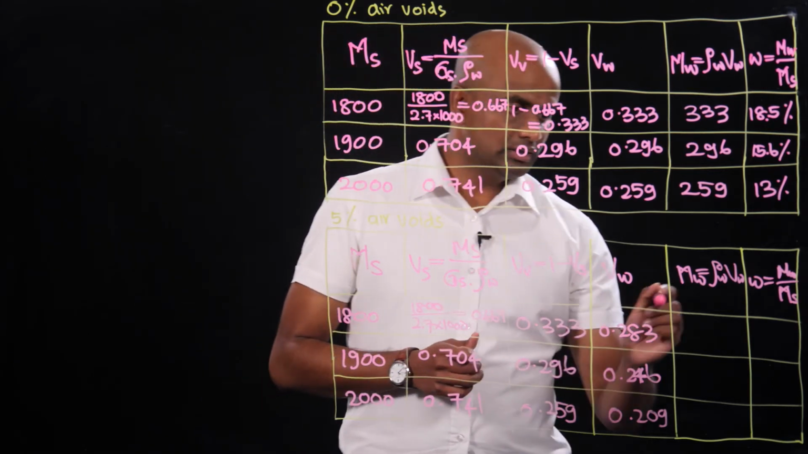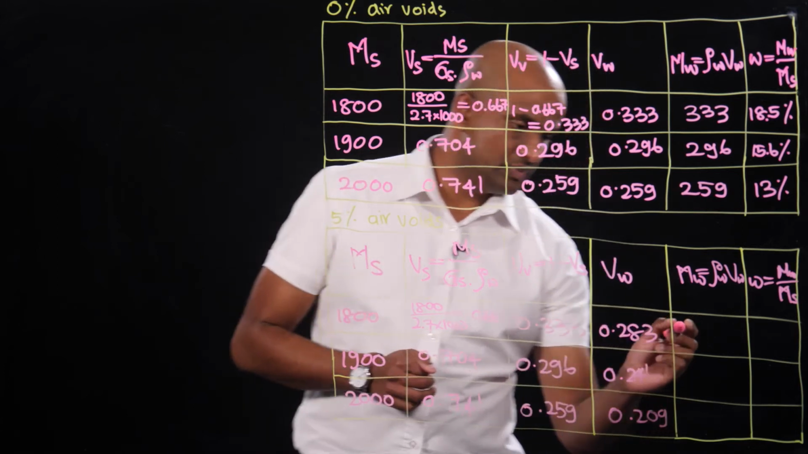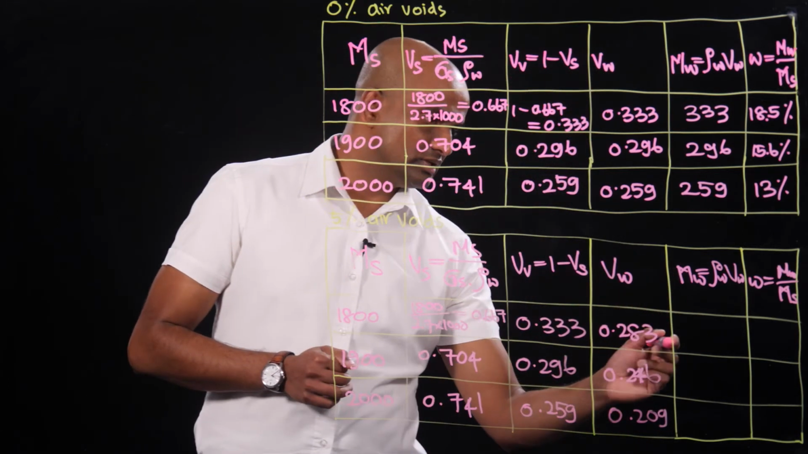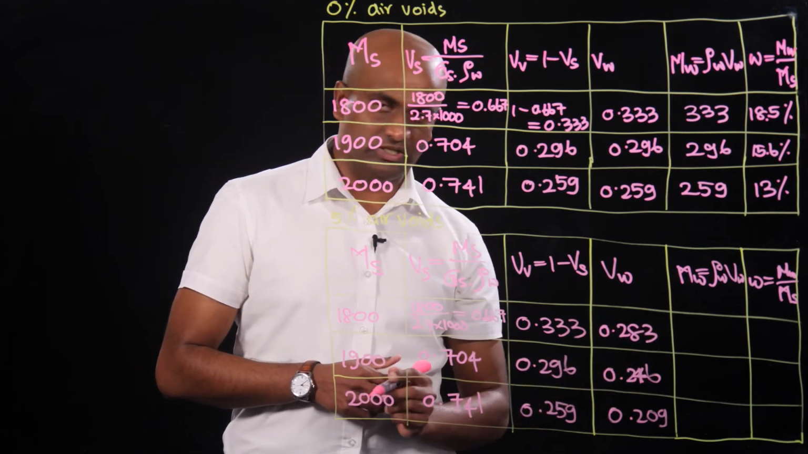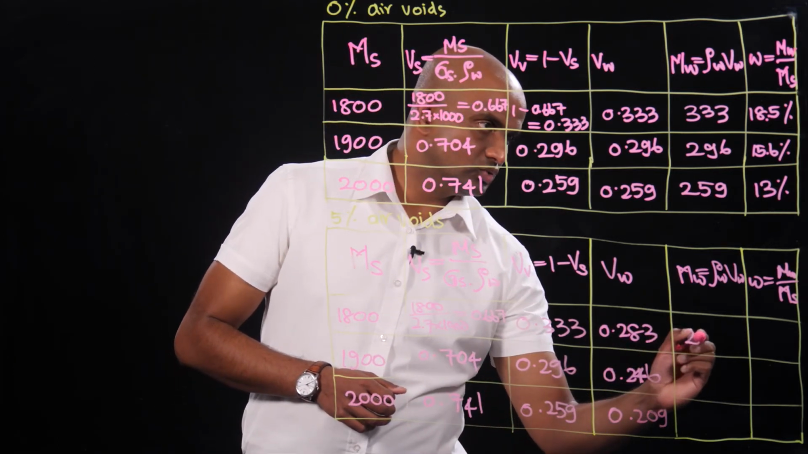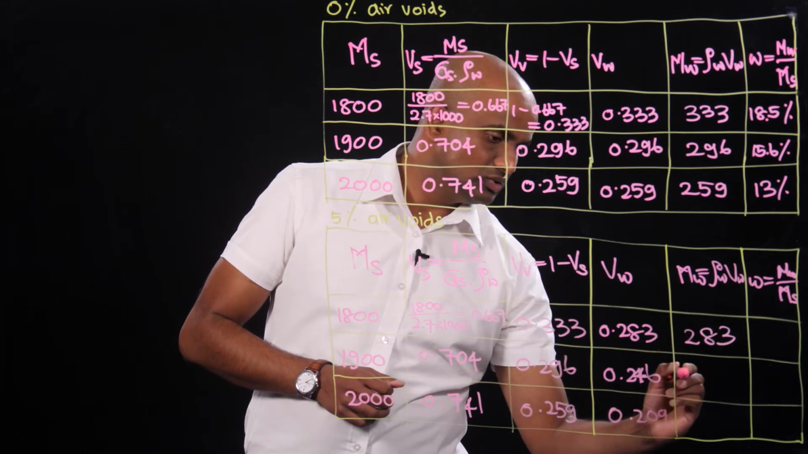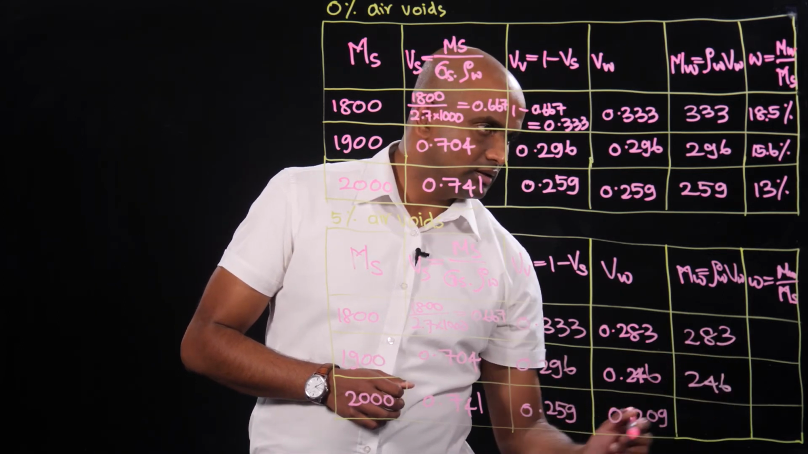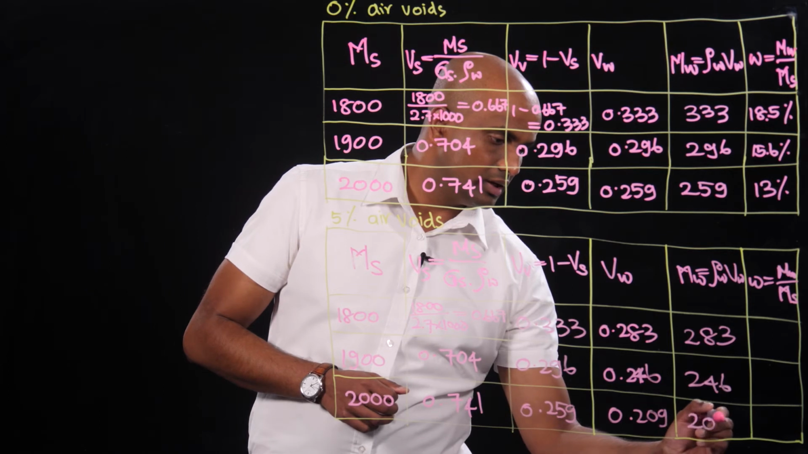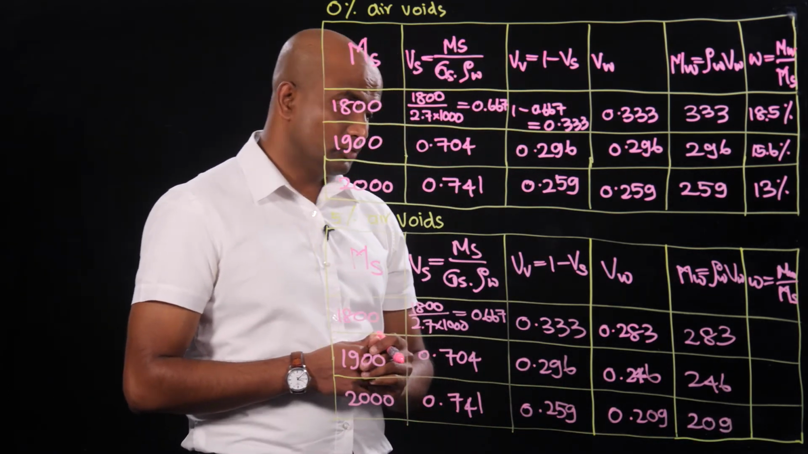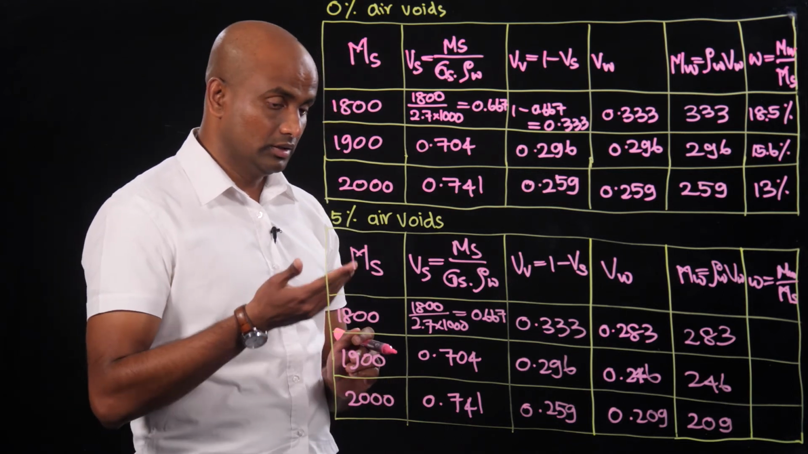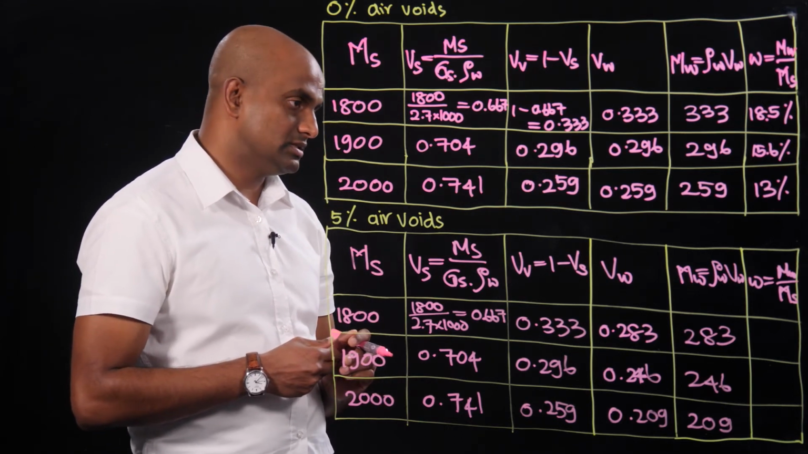And then similar to the previous case, we can calculate the mass of water by multiplying this volume of water by 1000, which is the density of water. So this will be 283 and 246, and this will be 209. That's the mass of water in 1 cubic meter volume when the air voids percentage is 5.